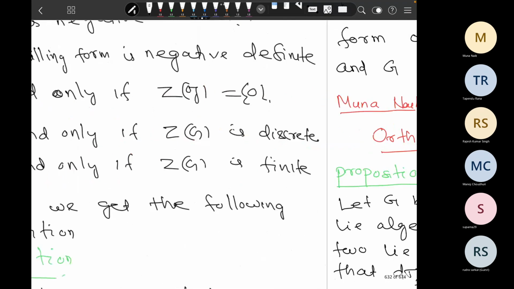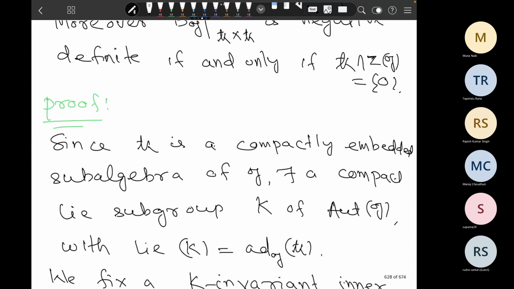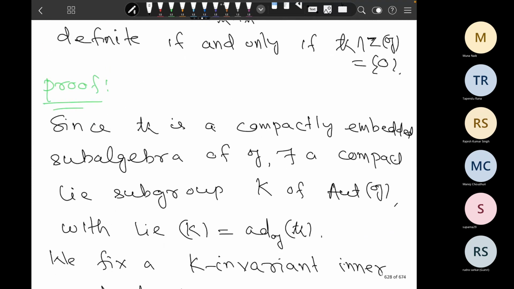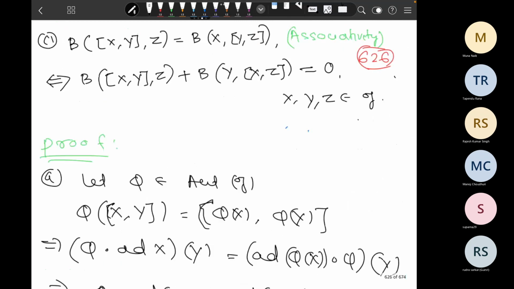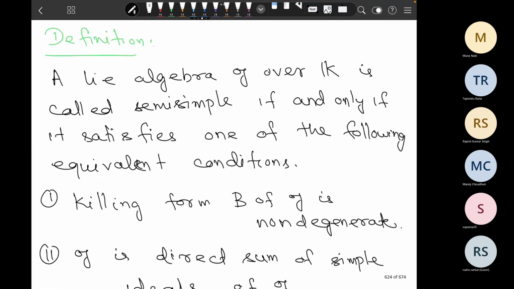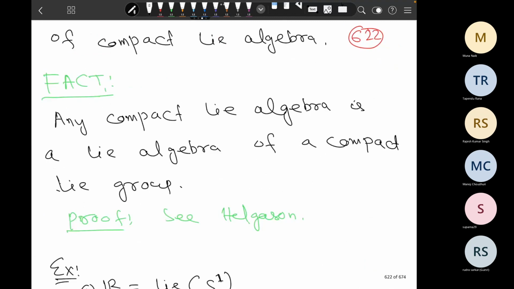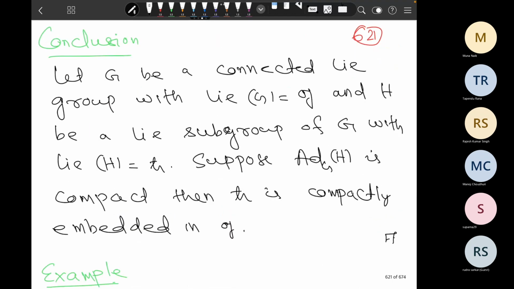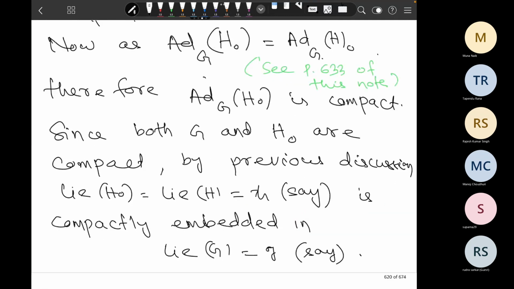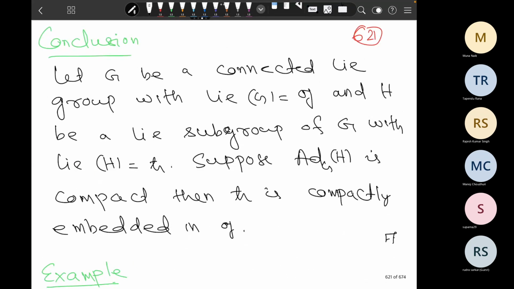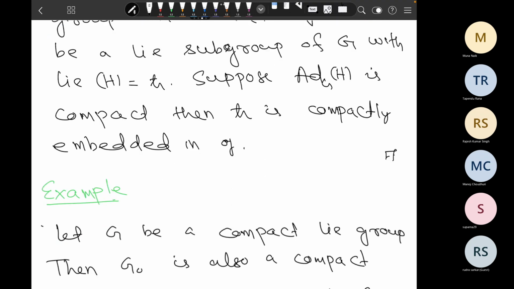Okay, so let us see where I have told you. Actually, I have discussed this thing in detail. Just wait, I am showing the page. Page 621. Let G be a connected Lie group with Lie algebra g, and H be a Lie subgroup of G with Lie algebra of H equal to h. Suppose Ad_G(H) is compact. Then h is compactly embedded in g. For the connected Lie group, this was the statement.